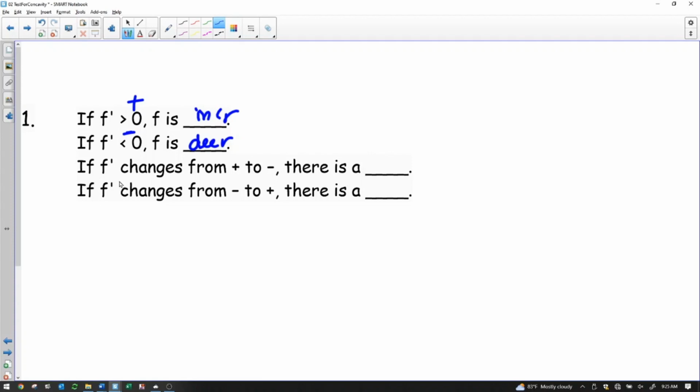If f prime, that's the slope of f, changes from positive to negative, so you've got a slope that's positive and changes to negative, what is there right there at that point of change? Relative max, okay? And if f prime changes from negative to positive, what is that point right there called? Relative min. You feel comfortable with that?